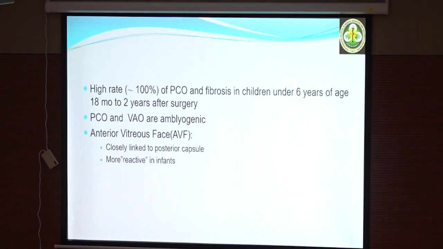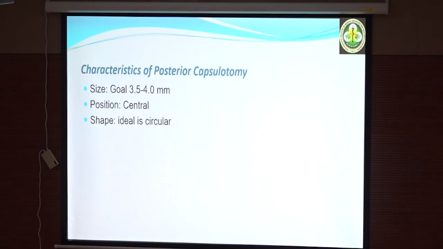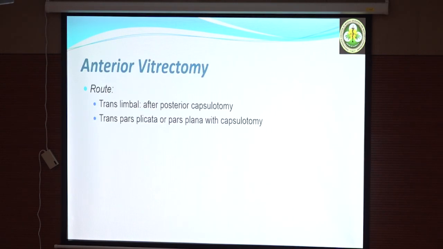So it's better to do a posterior capsulotomy and an anterior vitrectomy, because the anterior vitreous face is also quite reactive. So it's better to do a limited anterior vitrectomy in these cases. Otherwise, you're going to land up with a posterior capsular opacification, which is amblyogenic, and in very young children you might miss it. It should be 3.5 to 4 millimeters. Ideally it should have a central circular shape. Anterior vitrectomy could be done either through the translimbal route, which you're usually doing, or you can use the pars plana or a pars plicata route.